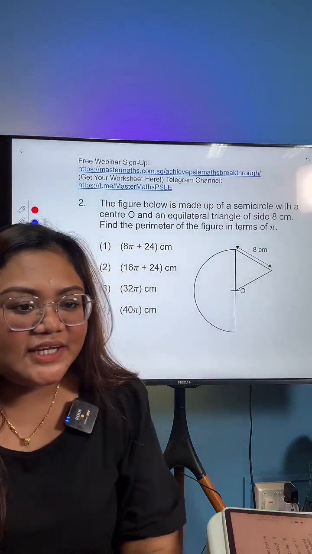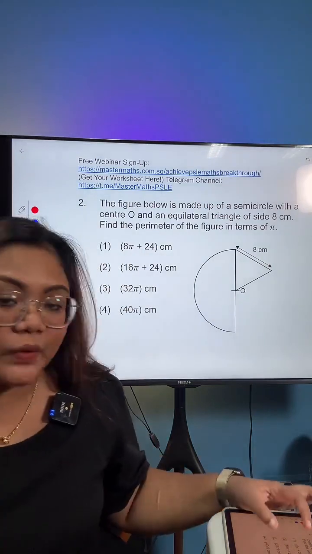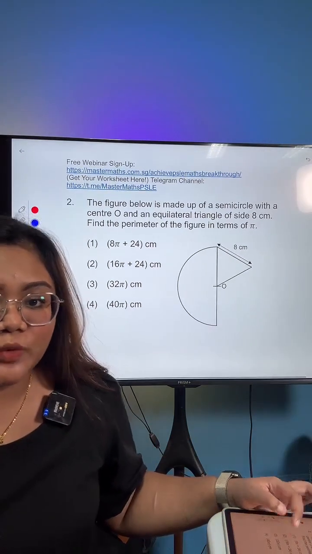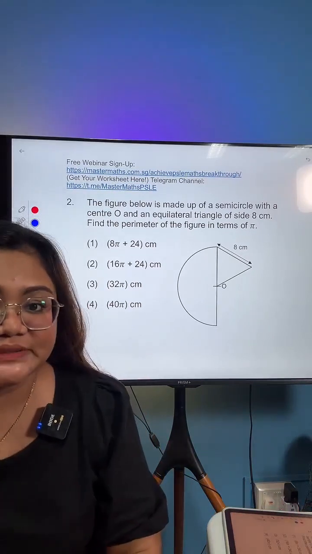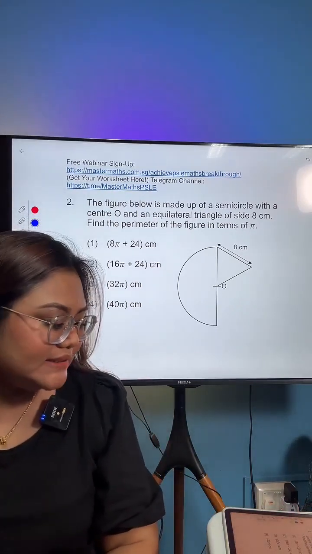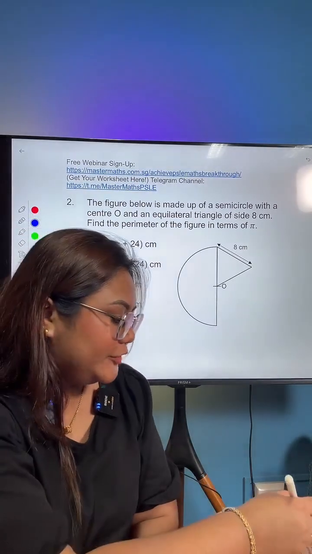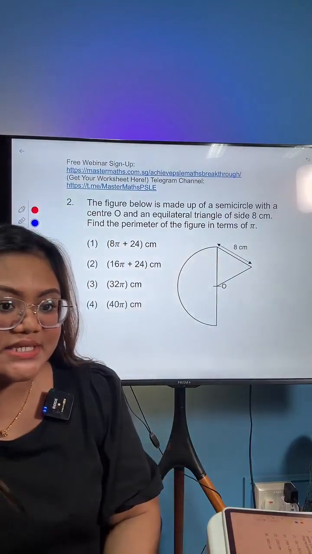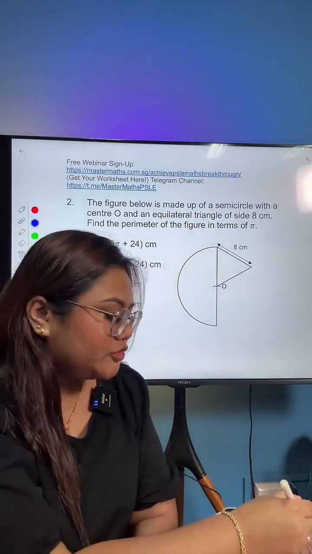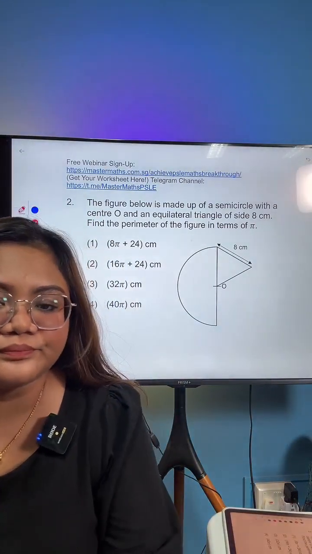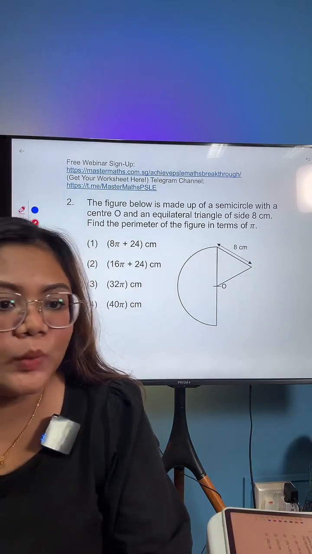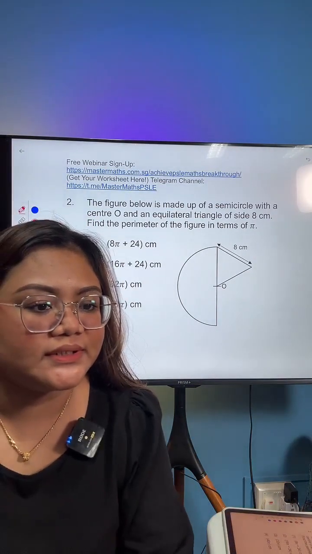All right. Okay, guys, so let's talk about question number two. Question number two here tells us that the figure is made up of a semicircle with a center O and an equilateral triangle of side 8cm. So what does equilateral triangle mean?